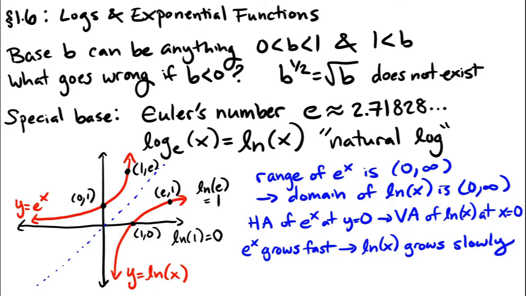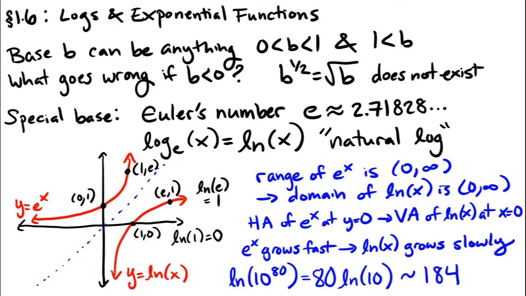Scientists estimate that there are about 10 to the 80 particles in the observable universe. That's a giant number. But if we take the natural log of it, log rules tell us this is just 80 times the natural log of 10, and that you can easily plug into your calculator and get about 184. So the natural log of basically the biggest number in the universe that really exists is only 184. So ln of x is growing incredibly slowly.